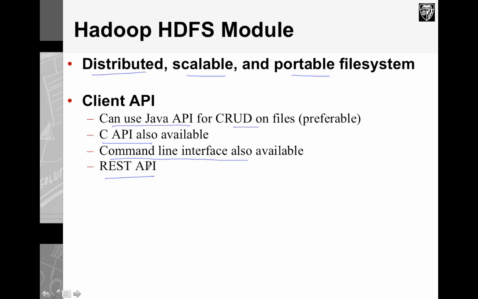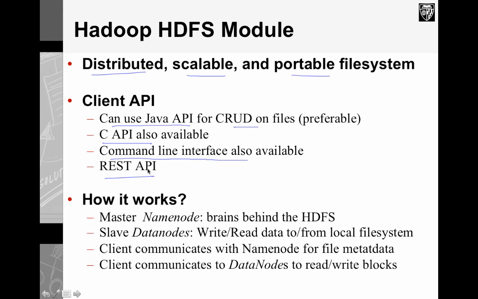The point I'm trying to make is if you have 100 machines, you install Hadoop on it, and if each machine has 1 terabyte of storage, 100 machines will have 100 terabytes of storage. Now, the HDFS file system will make it look like a single 100 terabyte storage. That's really what HDFS allows you to do.